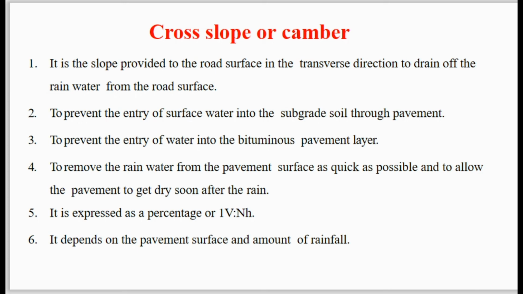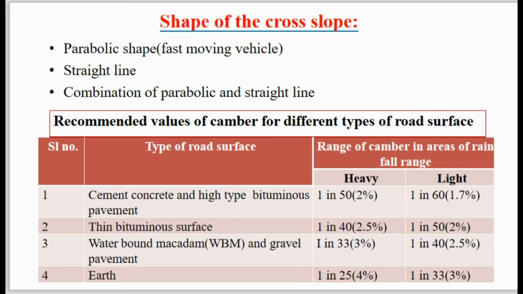The cross slopes or the cambers are expressed in percentage or in the form of 1 vertical to n horizontal. And the camber or cross slope depends on the pavement surface and the amount of rainfall in the area wherein the road has to be constructed. The shape of the cross slope: the camber can be provided in the form of a parabolic shape for the fast moving vehicles; second, a straight line; and third, the combination of the parabolic and the straight line.